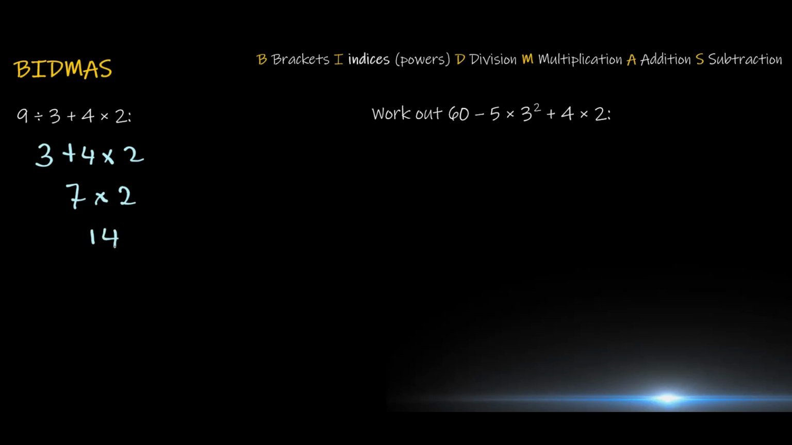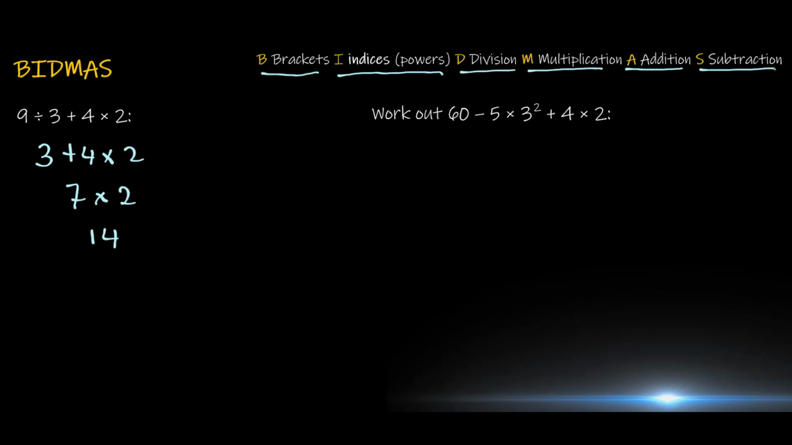And then 7 times 2 equals 14. But in actual fact, that's not the correct answer. BIDMAS tells us the correct order we should do the operation. B stands for bracket, so we do brackets first if it's in there. I stands for indices or power, so we do that next. And then we've got D for division, M for multiplication, A for addition, and S for subtraction.